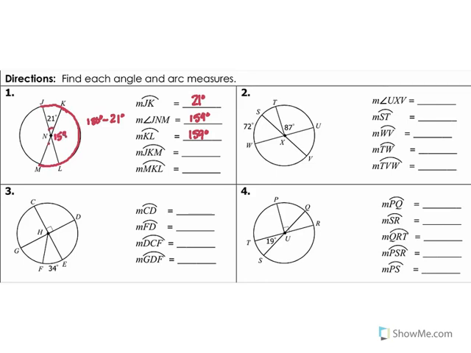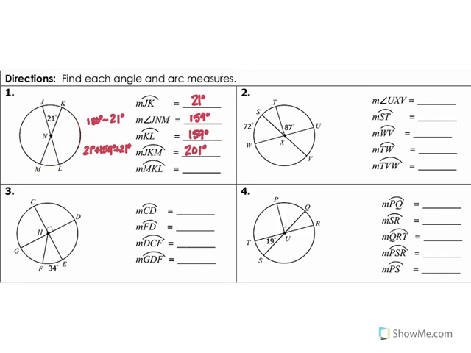We know that this is 159, and these two are vertical angles. So this is 21 degrees. So to find this, we're going to have 21 degrees plus 159 plus 21, and we should get 201 degrees. Remember, our angle measure is the same measure as our arc.